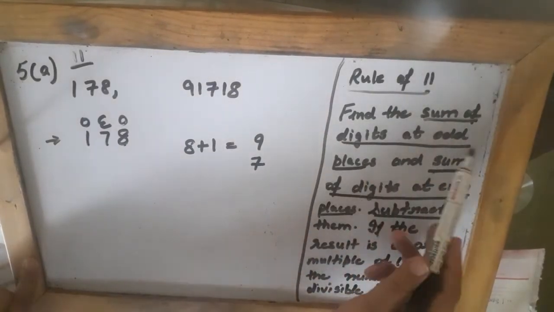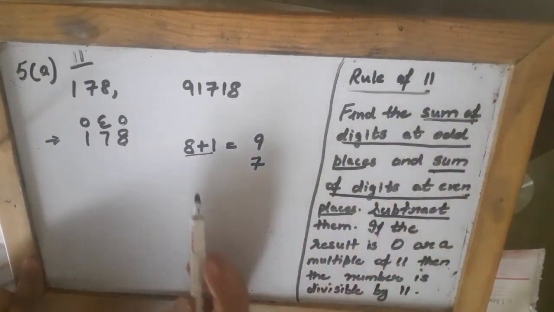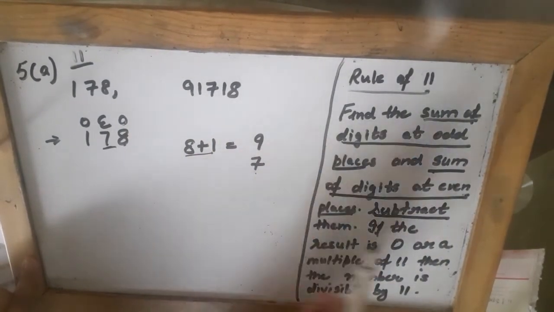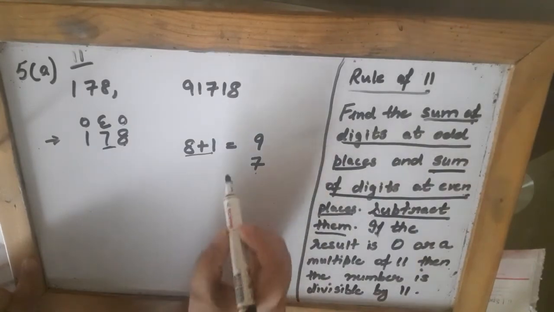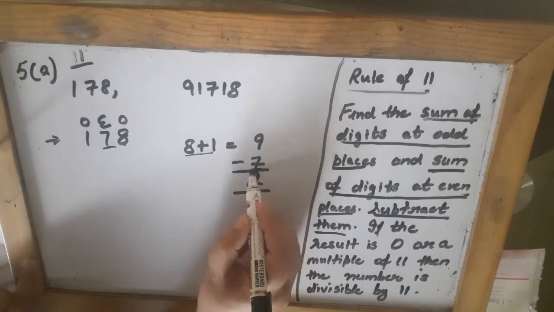So the sum of digits at odd places is 9, and the sum of digits at even places is 7. Now we have to subtract them. So I will subtract both of them. So 9 minus 7 is 2.